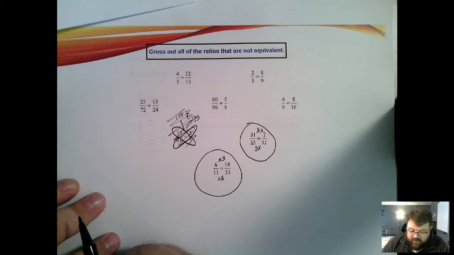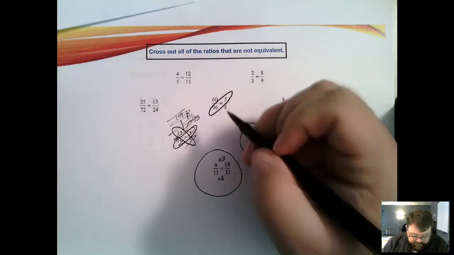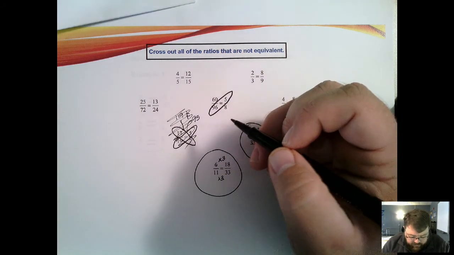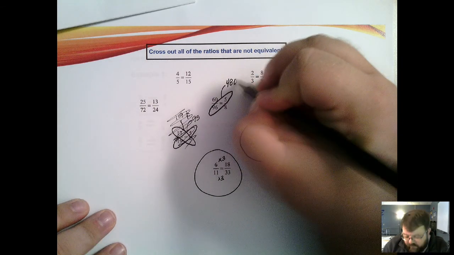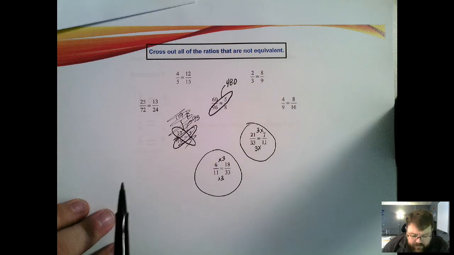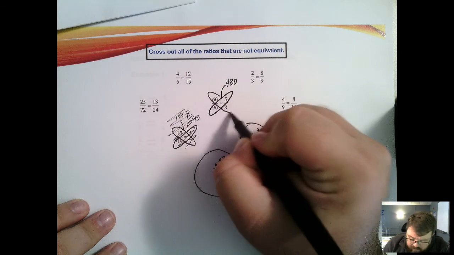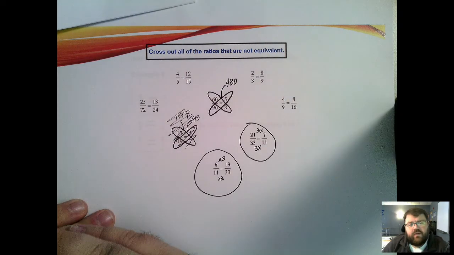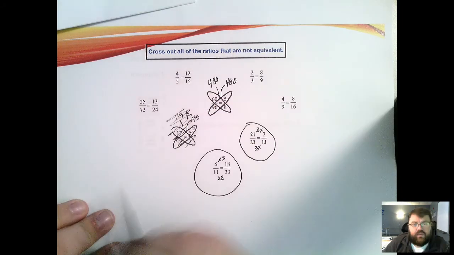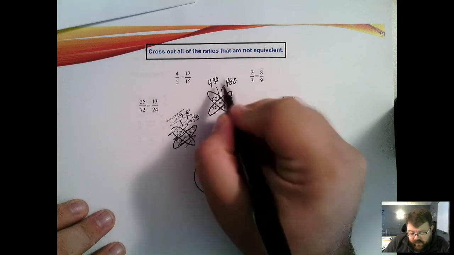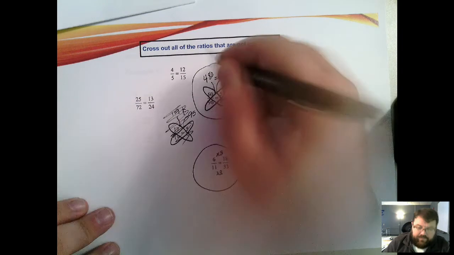Butterfly method. What if I did 96 times 5? 96 times 5 is 480. And I'm going to do 60 times 8. And 60 times 8 is 480. And since the two products are actually equal to one another, we would say that this is proportionate.